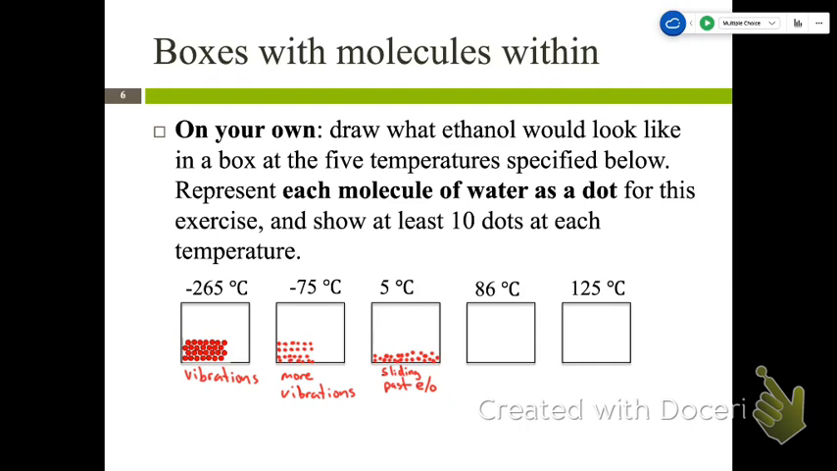Okay? So with that, why don't you take another 2 minutes? Think about the last two boxes. What should those look like? And how does the interaction, the attraction between the molecules, impact how those last two boxes look?